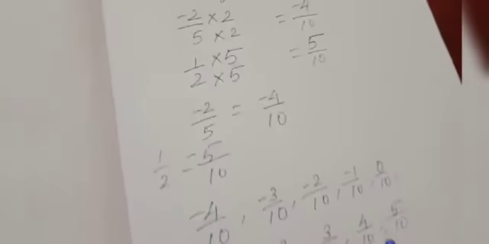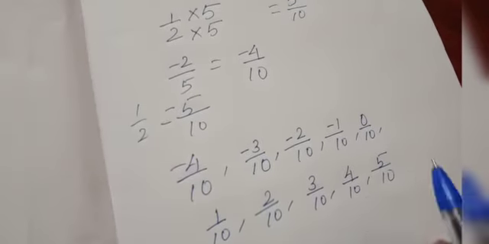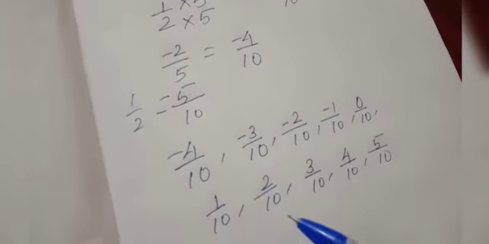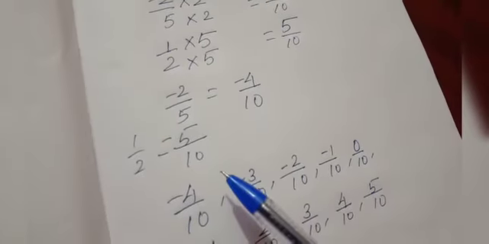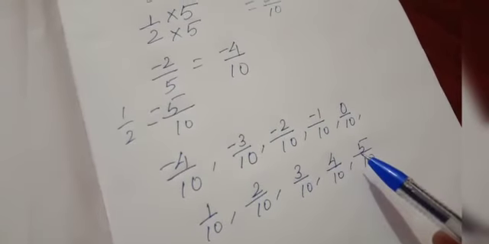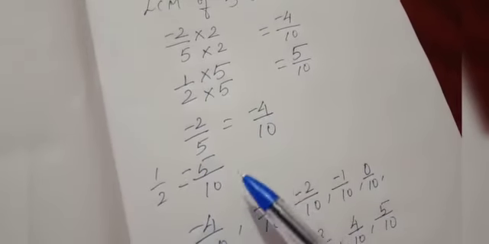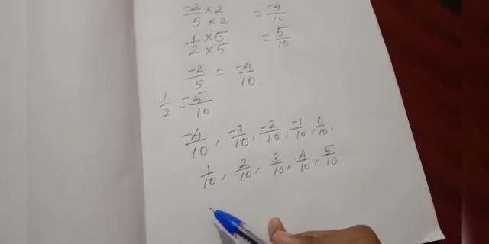But how many we have to find? 10 we have to find. But here I have got only 8. So to get two more rational numbers, again you have to multiply both the rational numbers by the same number. Then only we will get more rational numbers. I hope you understood. Here after converting to same denominator, I can write only 8 rational numbers between minus 4 by 10 and 5 by 10. But I need 10 rational numbers. So to get more rational numbers, you just multiply both the rational numbers by the same number. Then we will get more rational numbers between the two rational numbers.